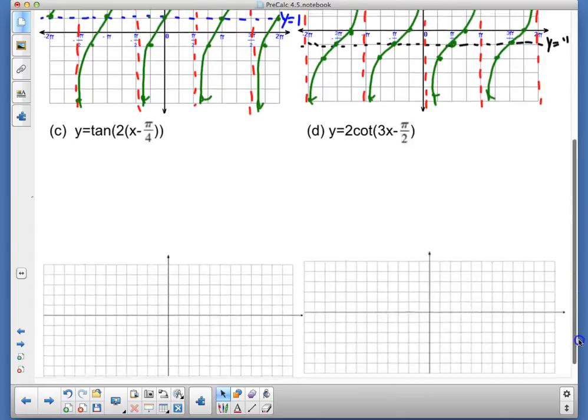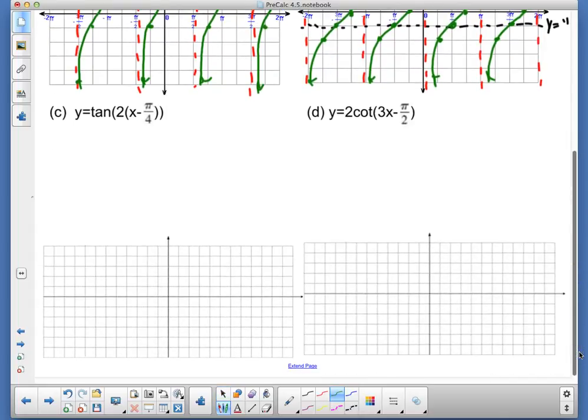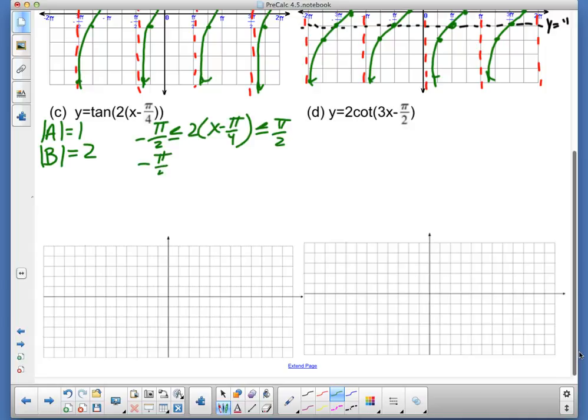Okay, now we got 2 left here. A for this tangent, absolute value is 1. B for this tangent is 2. Now I've got some funky stuff going on. Since it's tangent, negative pi over 2 is less than or equal to 2 times the quantity x minus pi over 4. So I'm going to have a shift to pi over 2, but we're going to show you where everything's going to start. I'm going to divide by 2, which gives negative pi over 4, less than or equal to x minus pi over 4. Dividing by 2 again gives pi over 4 out here.